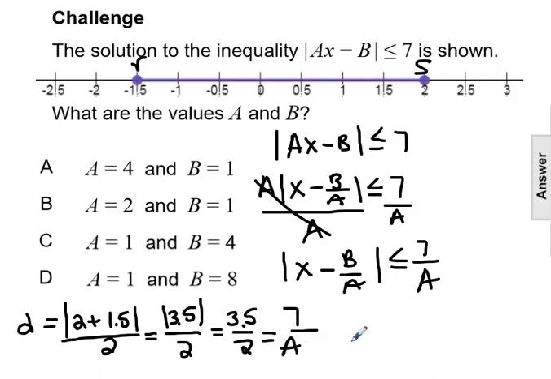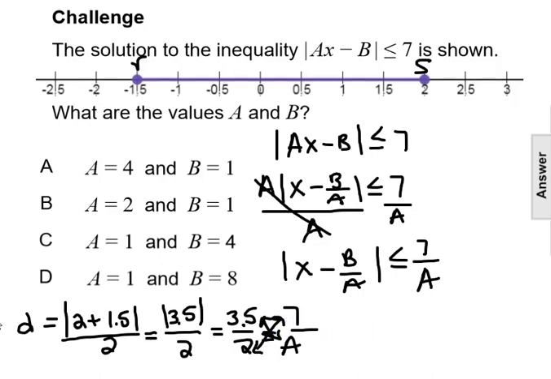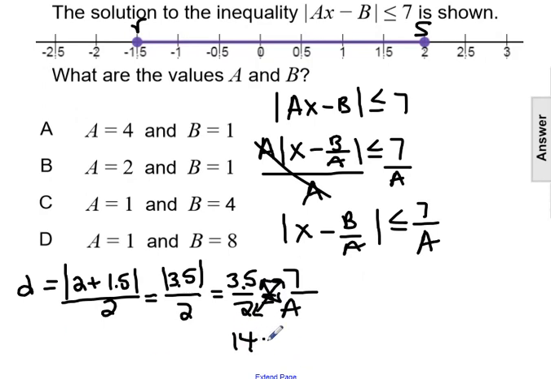And if we use cross products, we can find that 3.5a equals 14, and divide to give us a equals 4. So that is our first value.